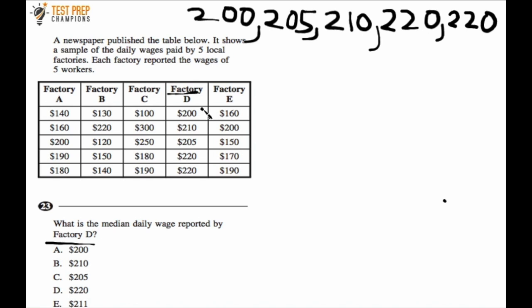So all I did was take the numbers here under factory D and put them in order from smallest to largest, and I'm simply going to pick out the middle number. So again, the key to median questions is you take the numbers, put them in order from smallest to largest, and find the middle number. So B is the right answer here.